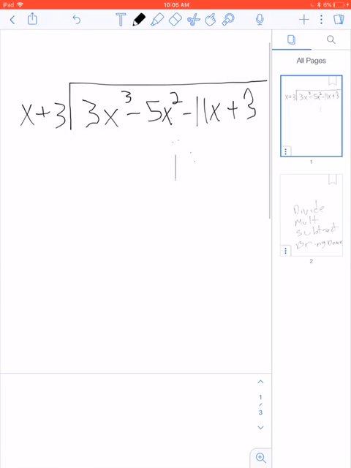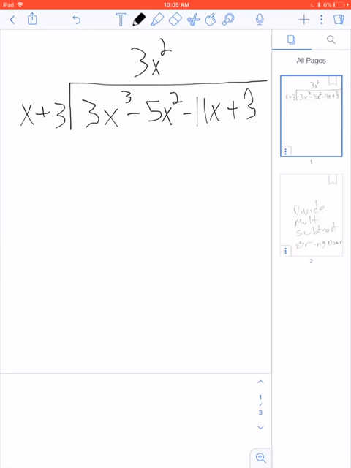So what am I dividing? I am dividing 3x cubed divided by x. So x cubed divided by x is just x squared. So my first term over here is going to be 3x squared, right?